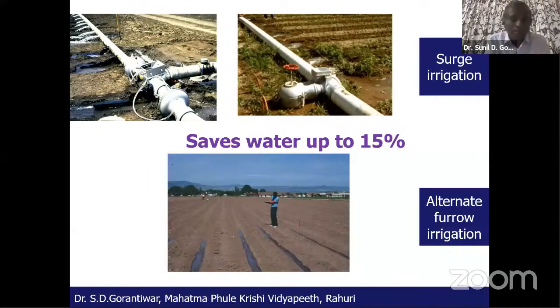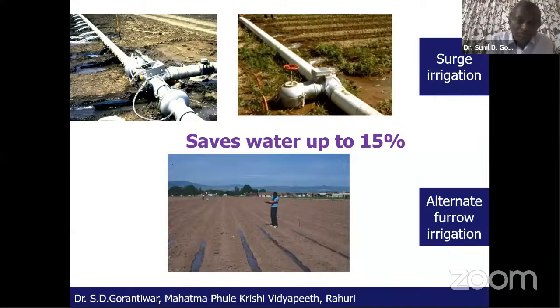So surge irrigation has that particular effect, and it has been found that we can save water up to 15% in the case of surge irrigation. But then again, this method requires a lot of techniques. As I told you, to start with surge irrigation, we have to apply water in surges, say 15 minutes on and 15 minutes off. Then what should we do with that 15 minutes off time, because the flow will be there in the field? For that, what is normally done?